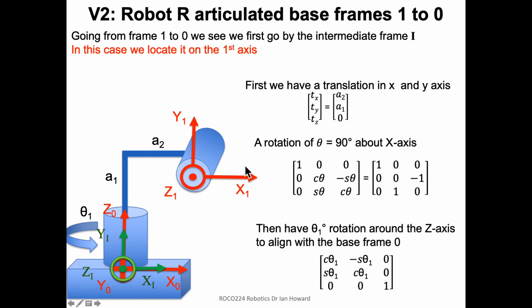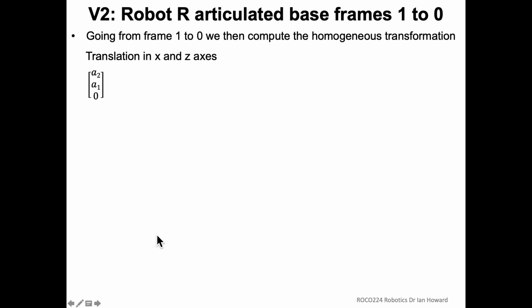And finally, then we've got to account for, after we've done the shift, we've done the alignment, the fact we can also rotate around Z0 as well. So we have a rotation around the Z-axis. We put a rotation around the Z-axis in by θ1.